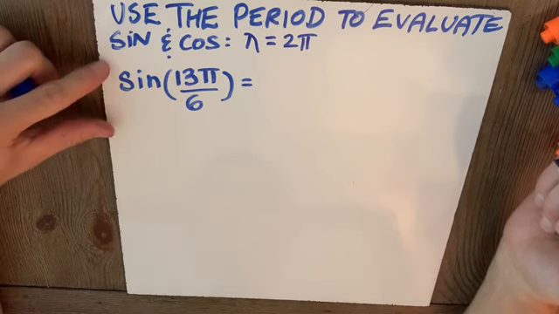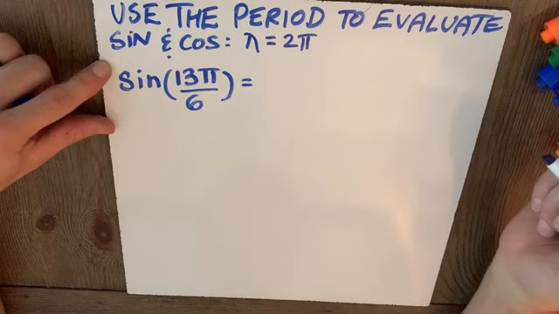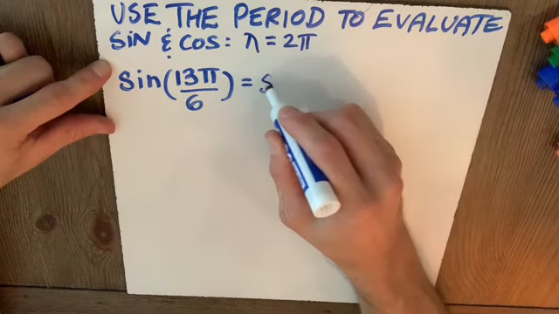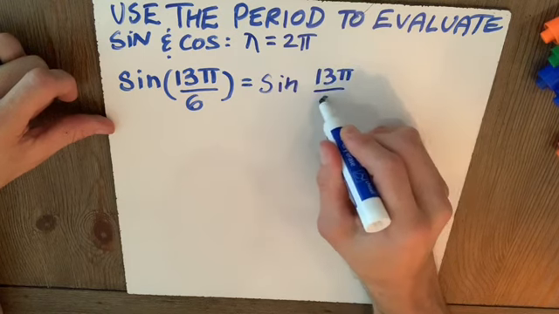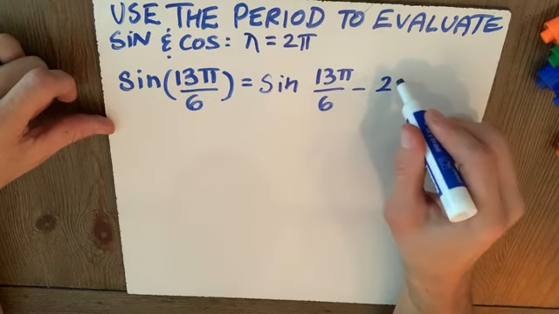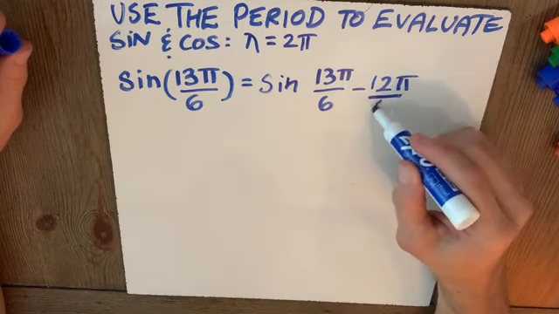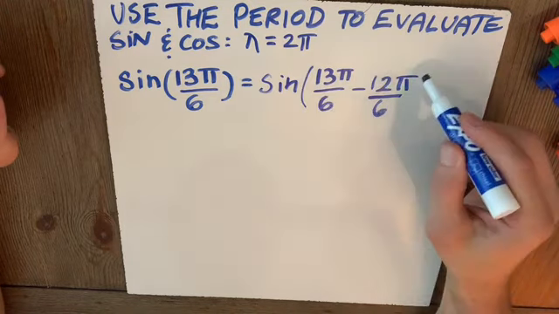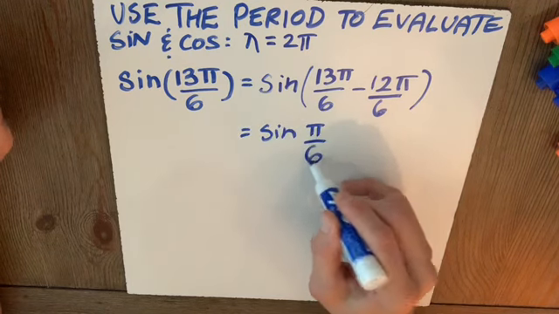Well, that means that we could add or subtract 2 pi to find its coterminal angle. So this is equal to sine of 13 pi over 6 minus 2 pi. Well, 2 pi written in terms of 6 is 12 pi over 6. To give us, there's our angle, sine of pi over 6.